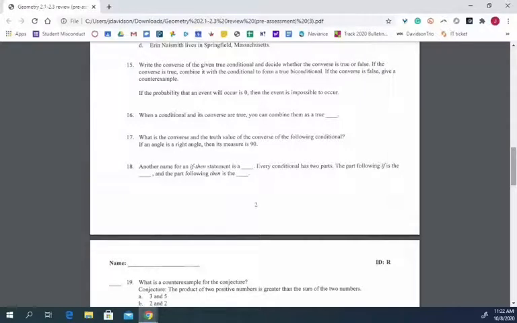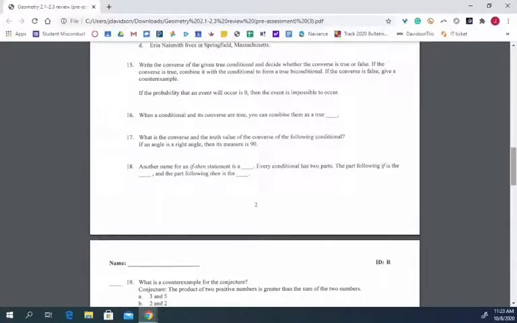15. Write the converse of the given true conditional. Decide whether the converse is true or false. If the converse is true, combine it with the conditional to form a true biconditional. If the converse is false, give a counterexample. 15. If the probability that an event will occur is 0, so 0% chance it will occur, then the event is impossible to occur. True. Yeah, that's true.